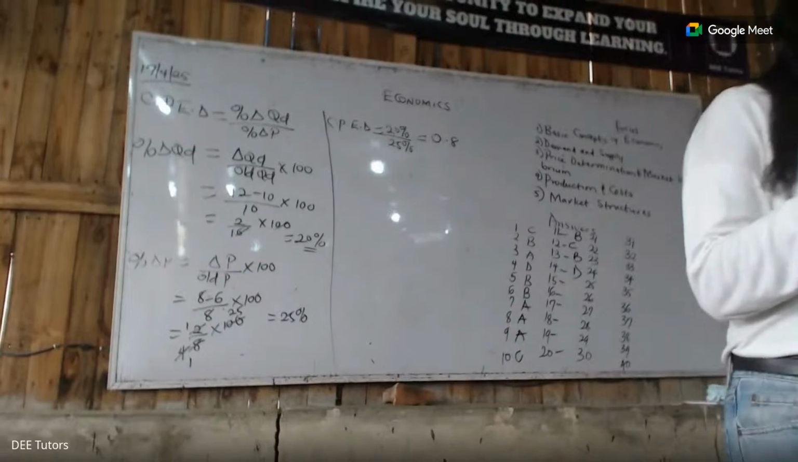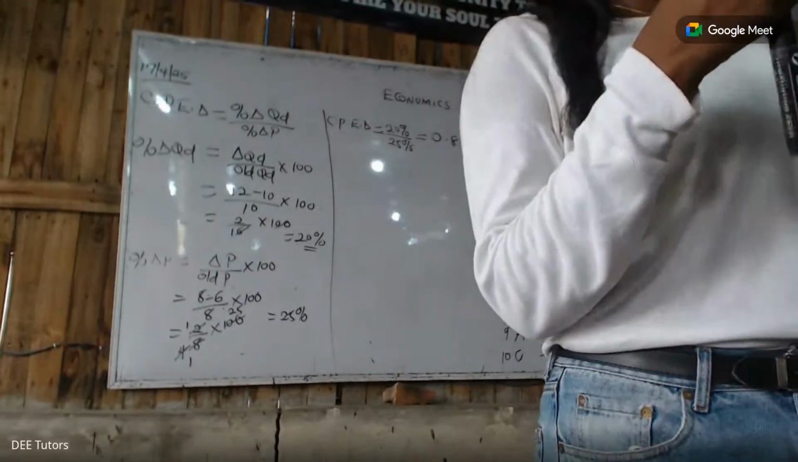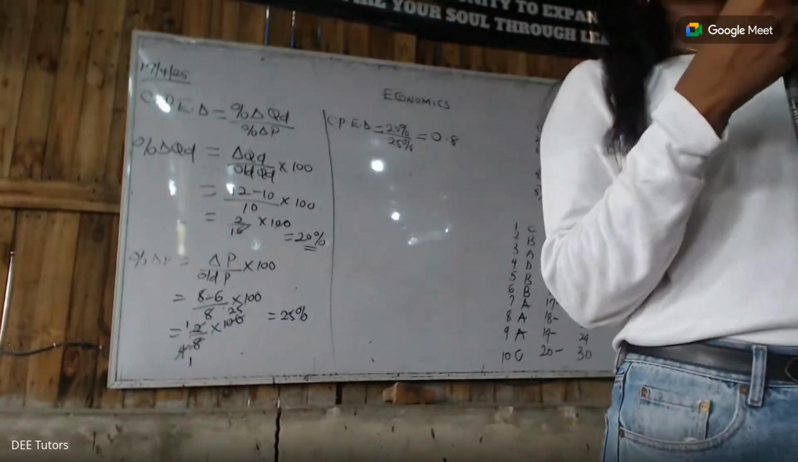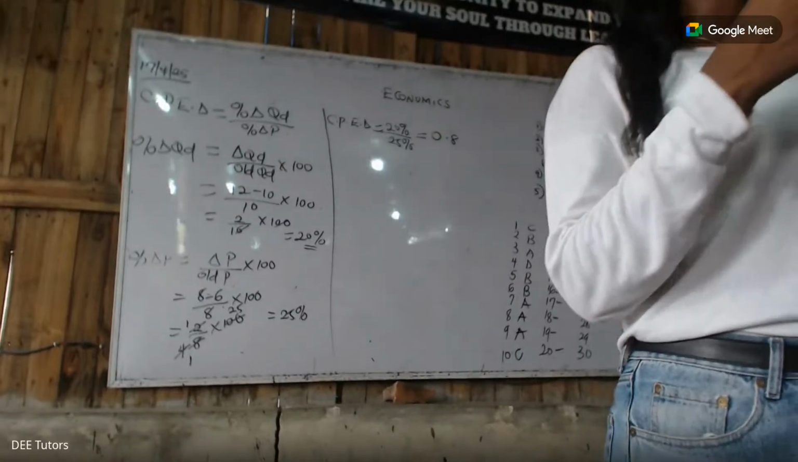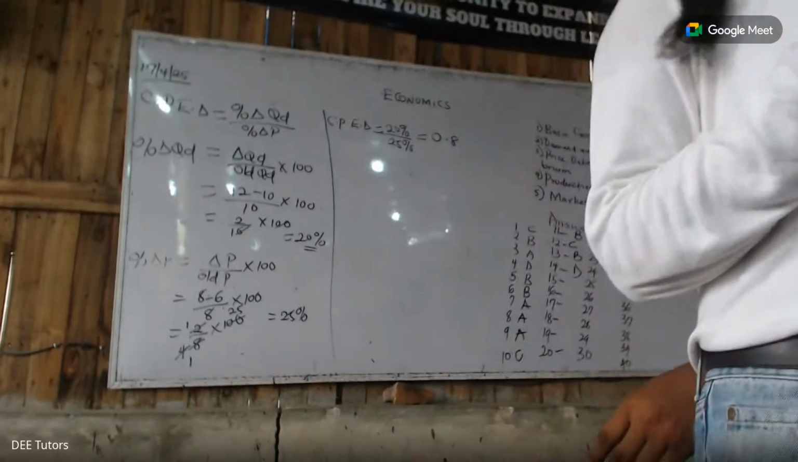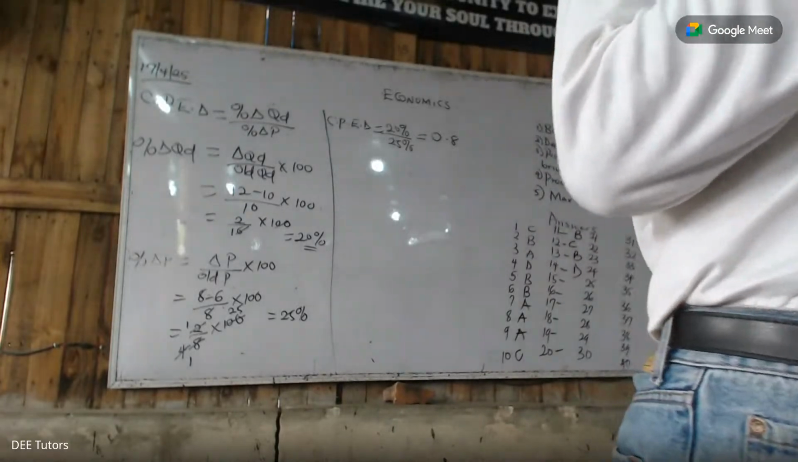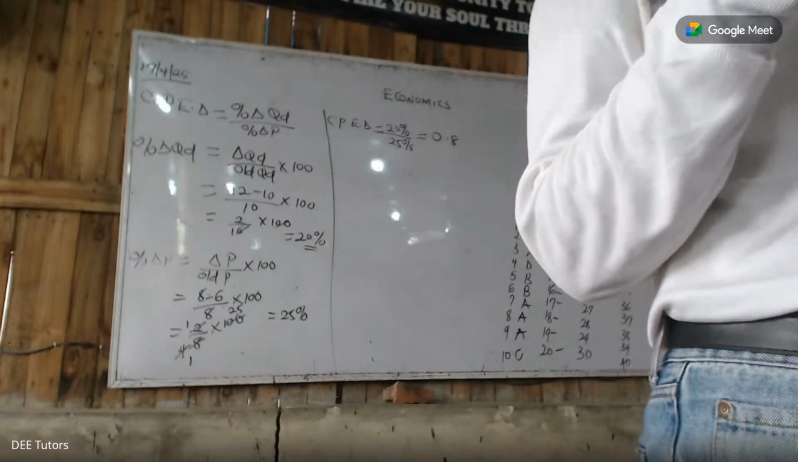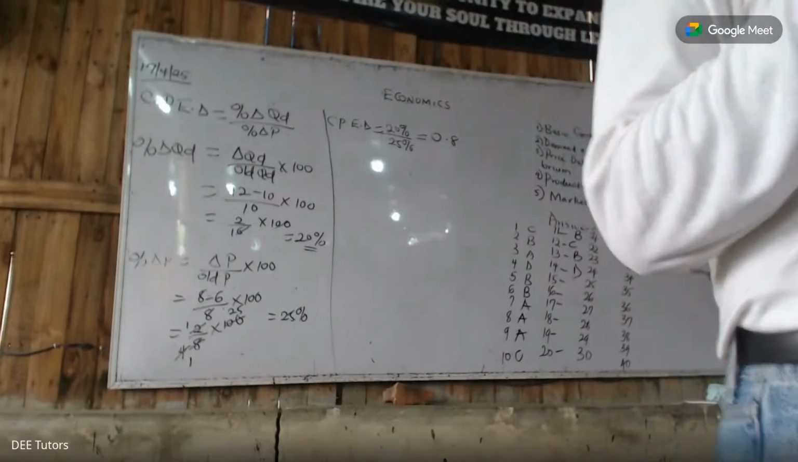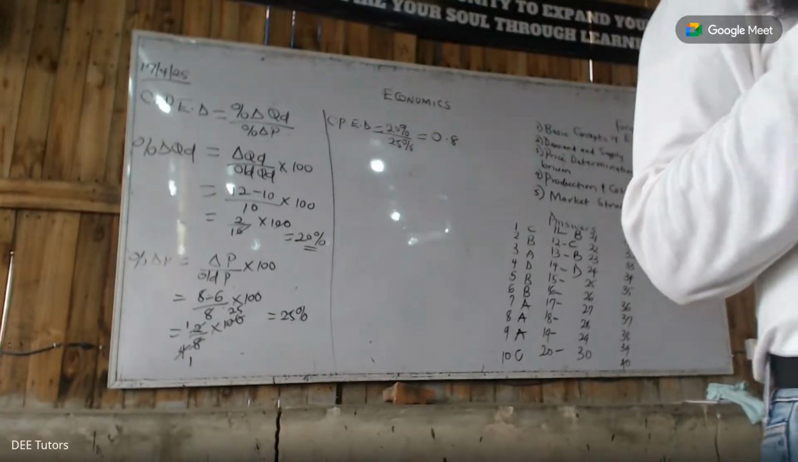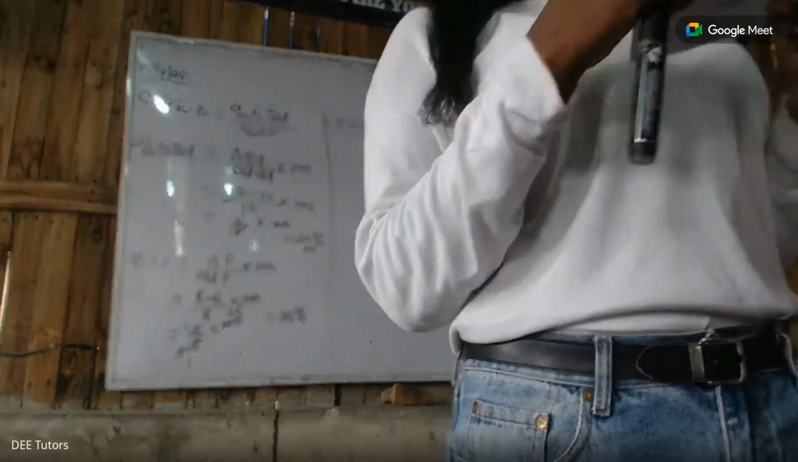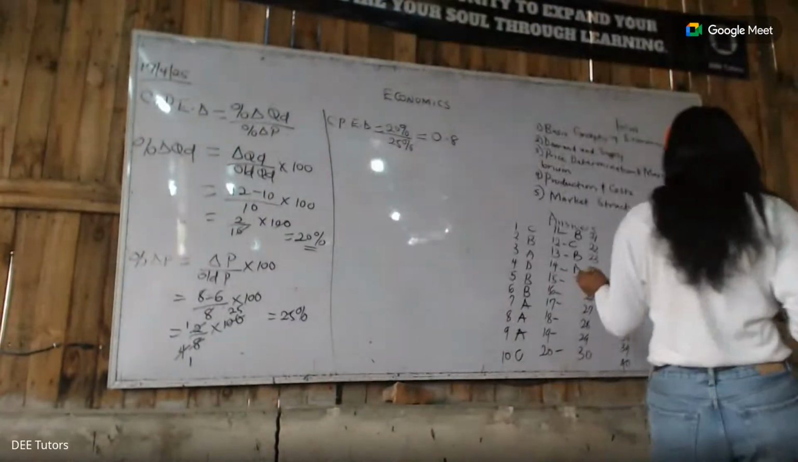Number 15, what's the answer? All of the following are conditions necessary for existence of a perfect market, except A, lack of homogeneity of products. The answer is A. Let us not stress ourselves.